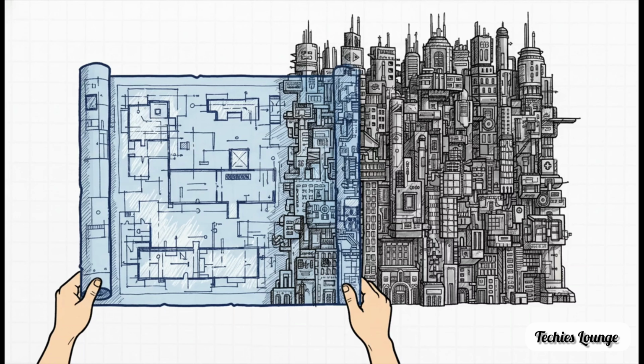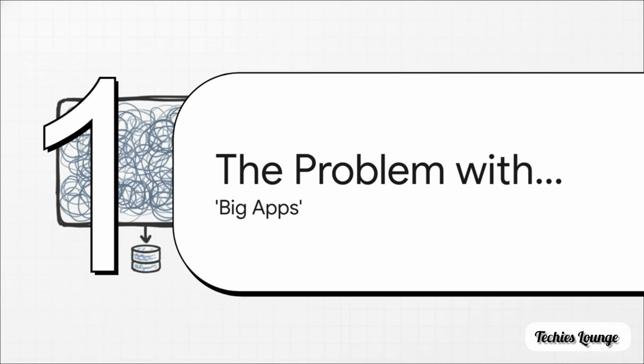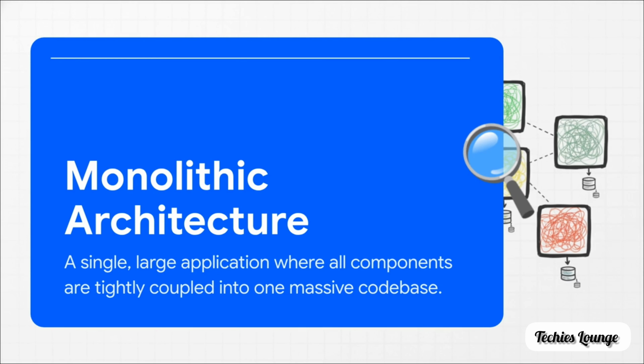And for a long time, the standard way to build software was to just build one giant thing. To really appreciate why a new approach like microservices even exists, we first have to understand the old way of doing things and all the headaches that came with it. We're talking about the monolithic architecture. A monolith is, well, it's exactly what it sounds like. One single, massive block of code. Think of it like a giant factory.